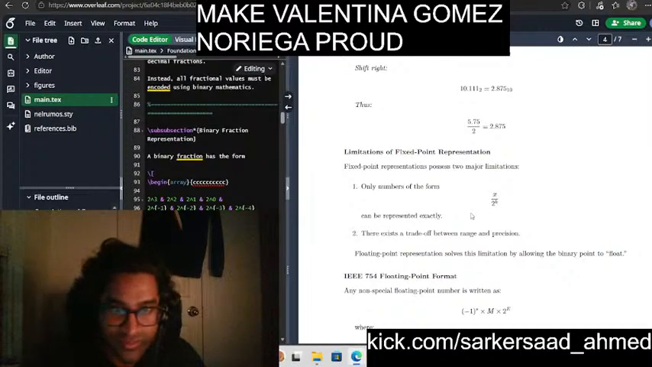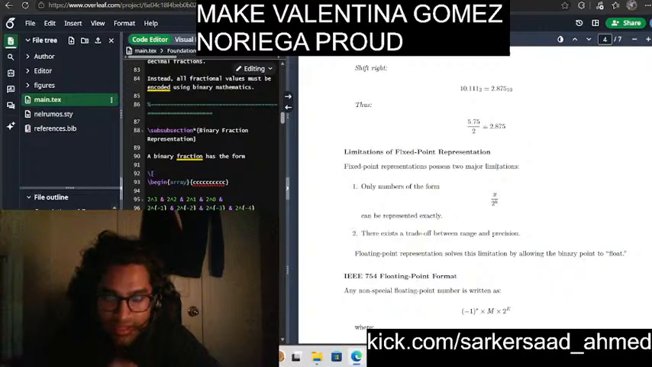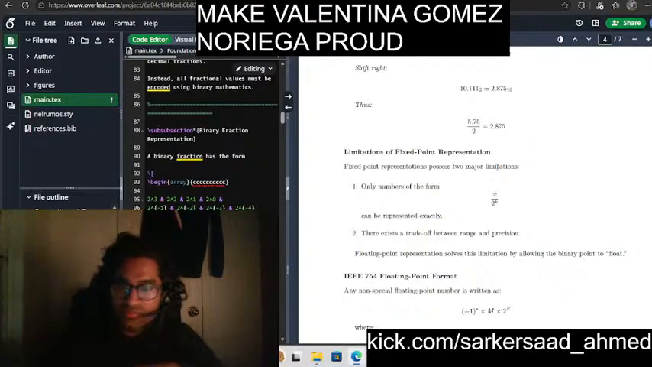And the limitations of fixed point. The fixed point representation possesses two major limits. Only numbers of the form x by 2 to the power k can be represented exactly. And there exists a trade-off between range and precision.